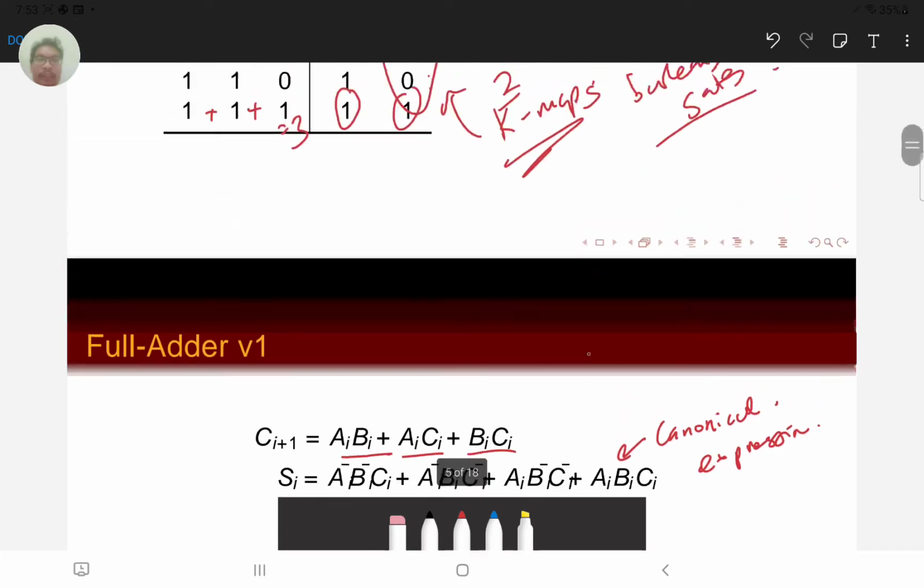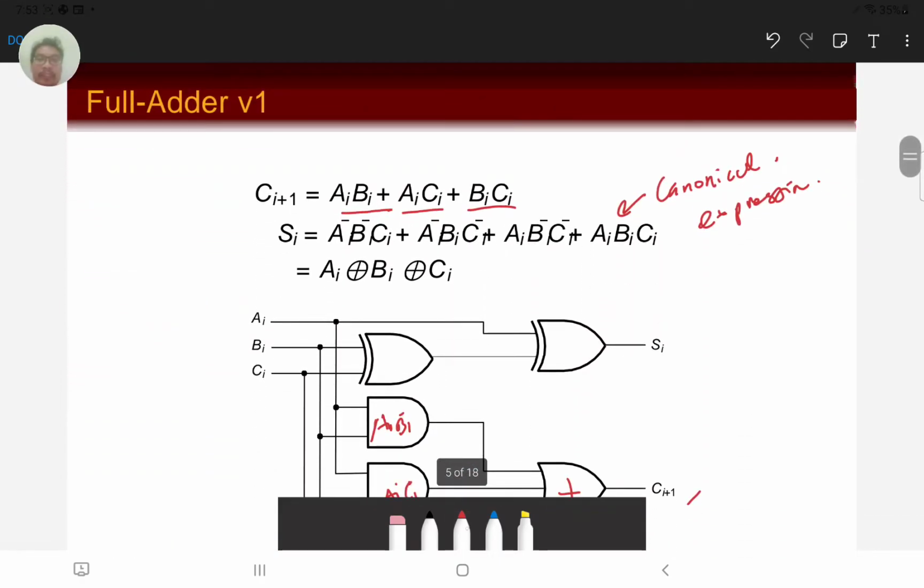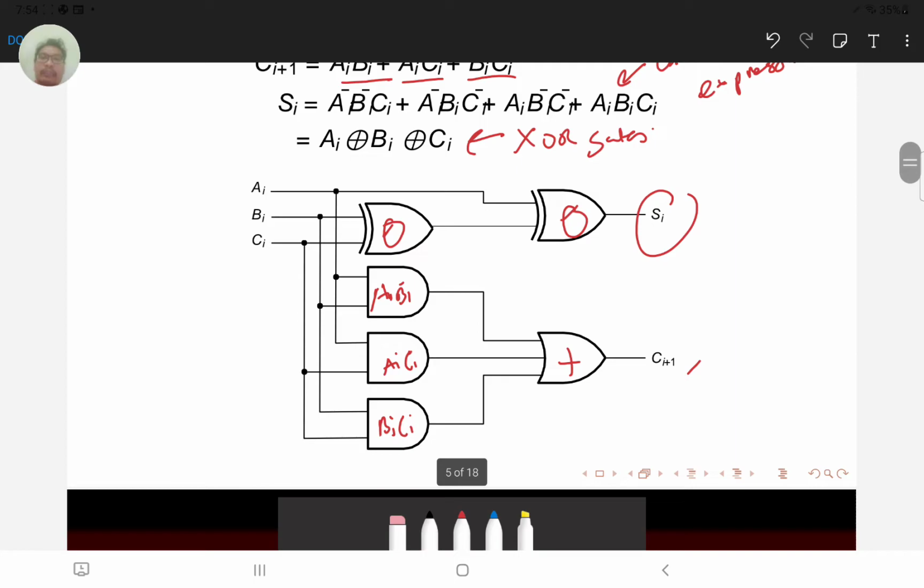Okay, the canonical expression will be based on 1, 2, 3, and 4 logic 1s on the output SI, and from this canonical we can simplify it to XOR gates. And therefore we have our 2 XOR there, where our S is equal to AI XOR BI, and then the output there we are going to XOR with CI to obtain our final SI. So here is our gate level schematic diagram for the full adder for SI and CI.